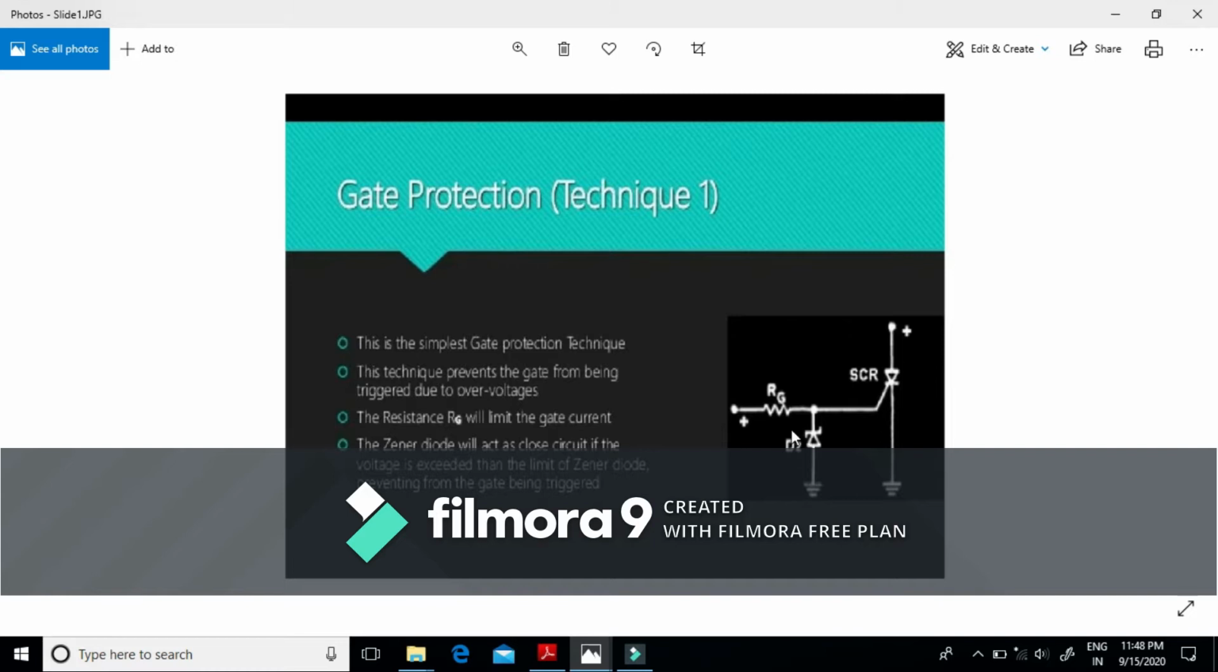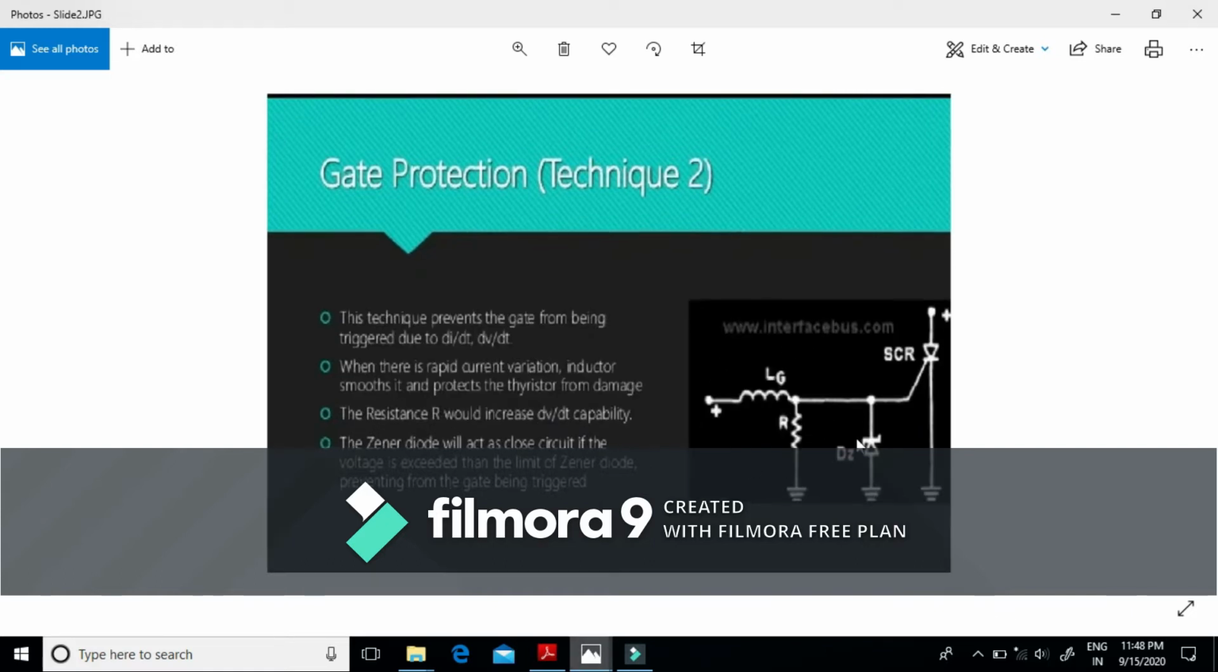Thus, protection against both over voltage and over current is done: for the over current we are using this resistance, and for the over voltage we are using the Zener diode. This is the first technique that we are using for the gate protection.